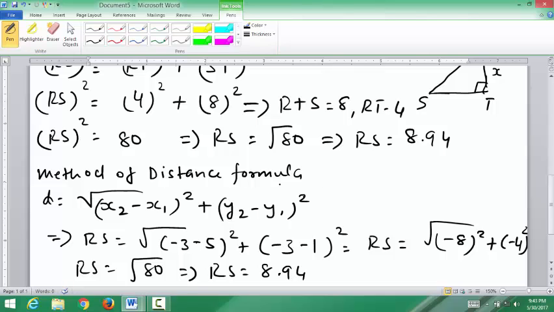Now if you see, this 8.94 we have got by the Pythagoras theorem and by the distance formula, but the easier one is the distance formula.